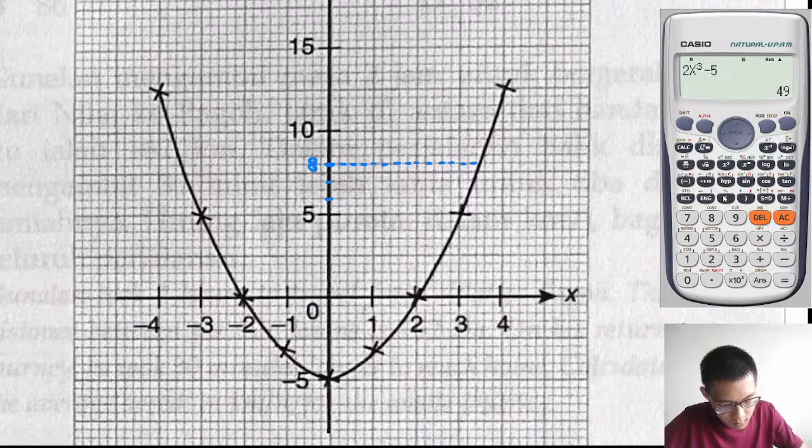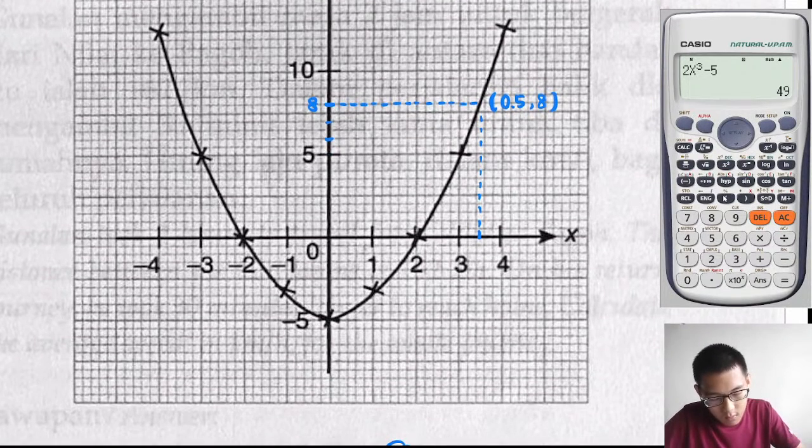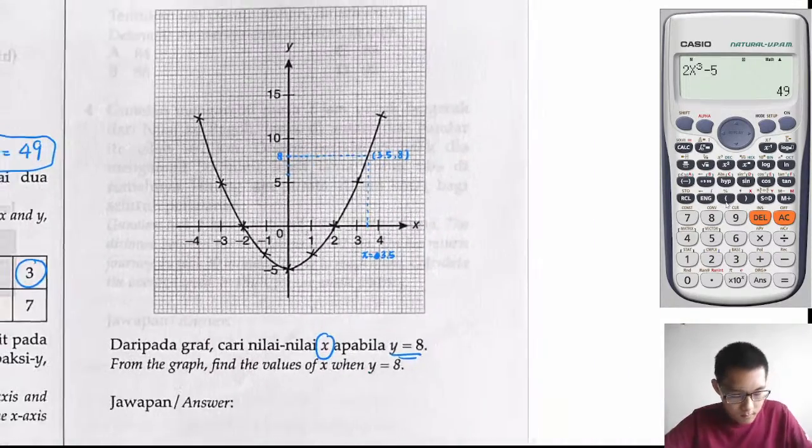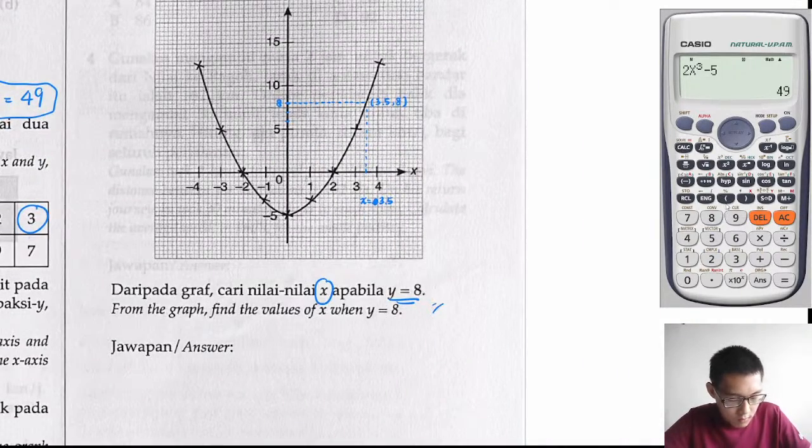If y equals 8, try to draw the dotted line and check what's in between 3 and 4. So this one, the x is 3.5. That means maybe you can write down the coordinate 0.5, 8. Oh, sorry, not 0.5, 3.5. Sorry, 3.5 actually. 3.5, 8. Okay, so you can write down 3.5.